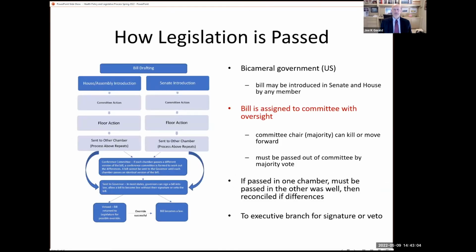All right. So in the United States, let's talk about some nitty-gritty on how legislation is passed. We have a bicameral system here in the United States where we have a Senate and a House of elected officials whose job it is to write legislation. We have an executive branch of government, which is represented by our president and governors, who don't write legislation, but have the authority to sign legislation into law or to veto legislation and exclude it from law, right?